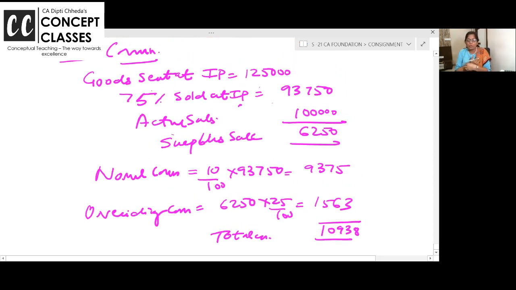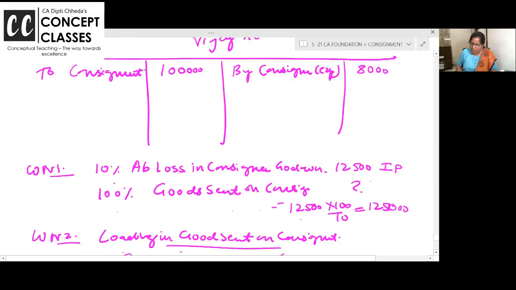Read the language of the problem, illustration 6 of your material. It's a challenge to do these study material problems. Goods are invoiced at 125. Invoice price is selling price. If 75% are sold, they sell at 93,750. But you are too great, you sold for 1 lakh. So on surplus sales, 25% overriding commission, and on normal sales, this is the commission. On surplus sale, this is the commission. 10,938. All clear? Chalo, write down.